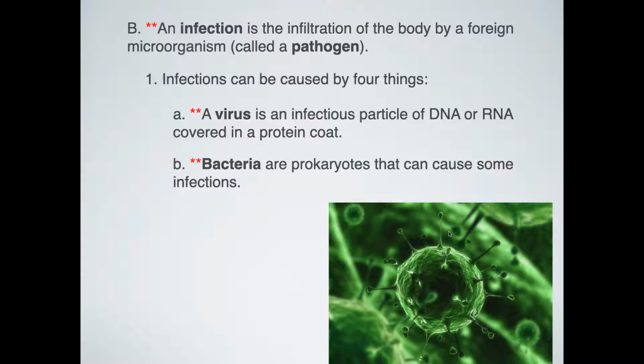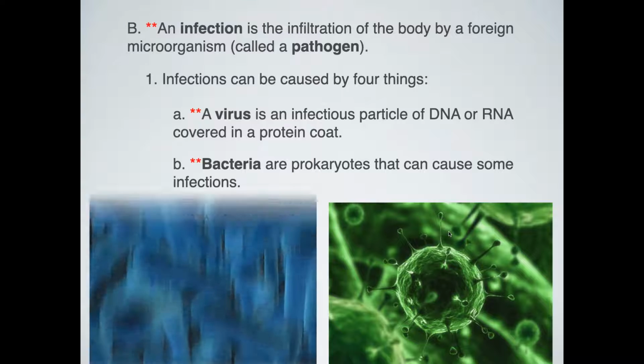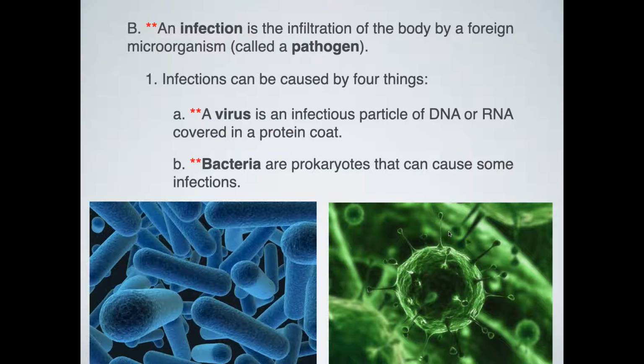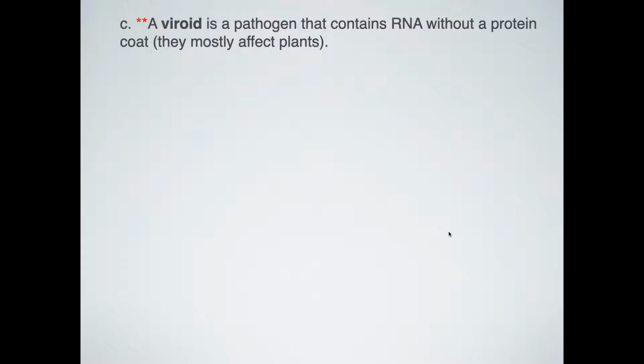Bacteria are the second major infection-causing pathogen that most people will think of. They are just prokaryotic organisms that can cause some infections sometimes. Again, not all viruses are bad, not all bacteria are bad. One that you've probably never heard of, though, is called a viroid. Viroids are pathogens that contain RNA without protein coats, and they pretty much just infect plants.